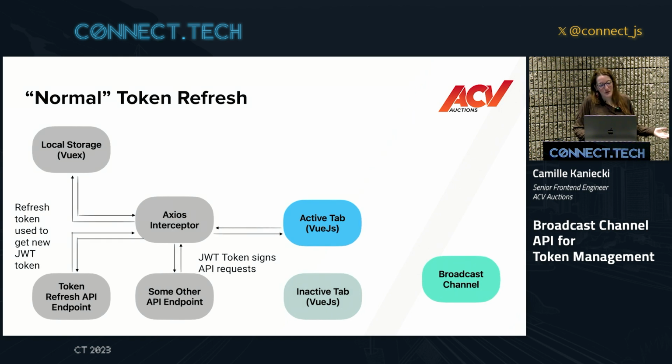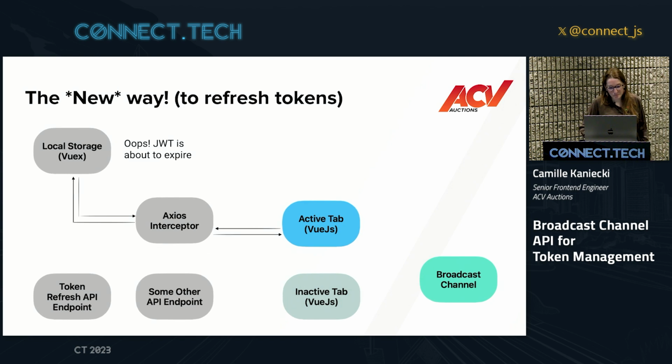Okay. Normal refresh token, so on the off chance that our Axios interceptor went to storage and saw that the JWT token is getting old, like me, it's going to hit the token refresh API endpoint. It's going to send the refresh token that it has. It's going to get a new JWT and refresh token. It's going to come back to the interceptor, save it to storage, and then complete the process as usual. And this is pretty standard. So where does the broadcast channel come in?